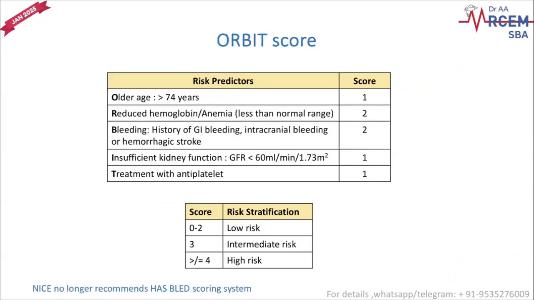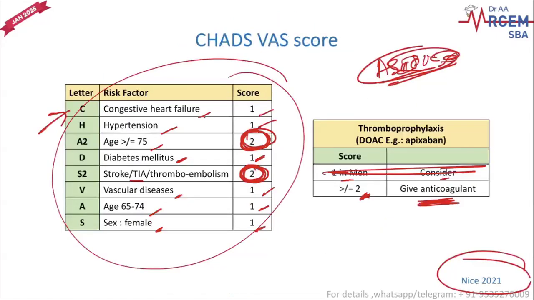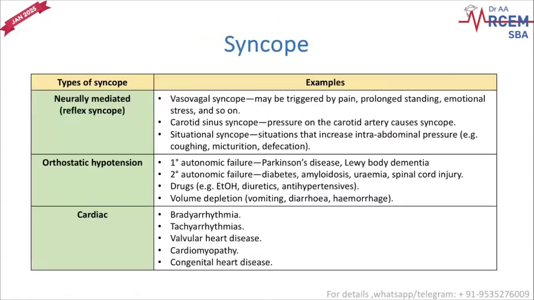Again, regarding high risk factors, what we are discussing is high risk for bleeding. If it's present, then again we use the same ORBIT score. There are not many changes and not much role in this patient, so do not break your head here. Now we are entering into syncope.